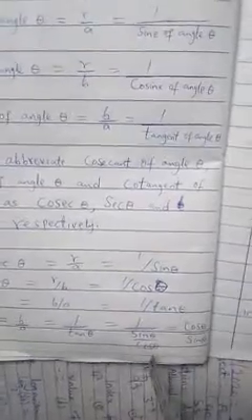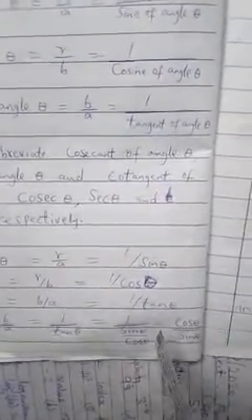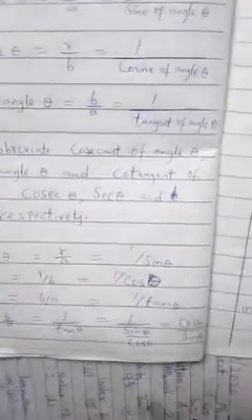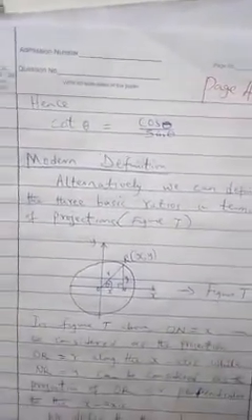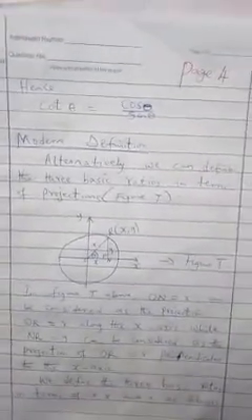Therefore, 1 divided by tan theta will be 1 all over sine theta divided by cos theta, which is equivalent to cos theta all over sine theta. Therefore, cot theta is equal to 1 divided by tan theta and is also equal to cos theta divided by sine theta.